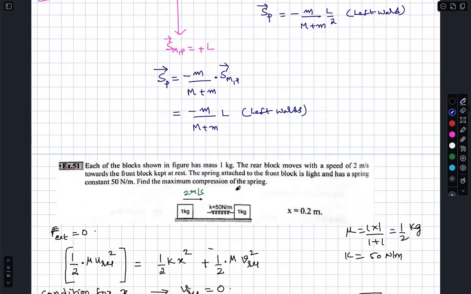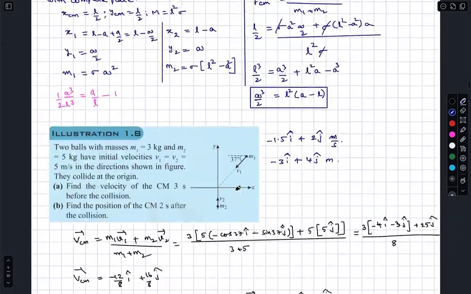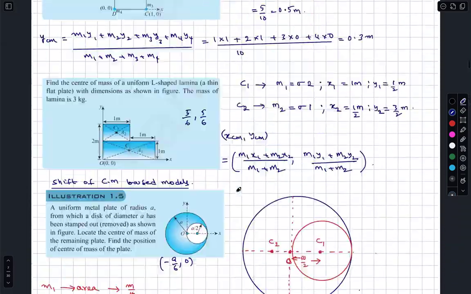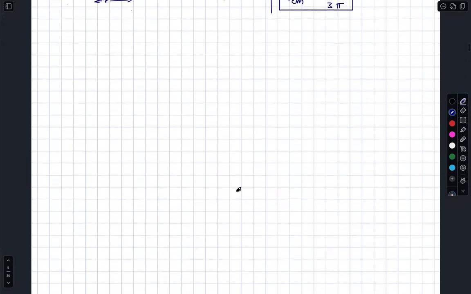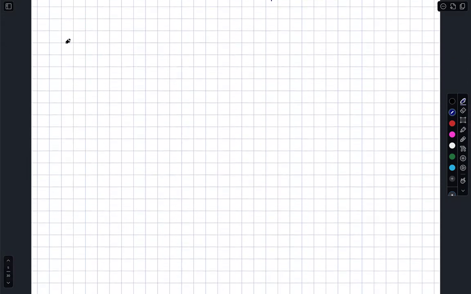Now, we will do some more center of mass allocations. Right. For example, you are given a sector type arrangement like this.